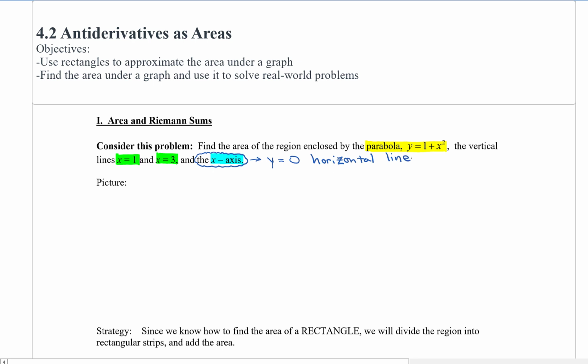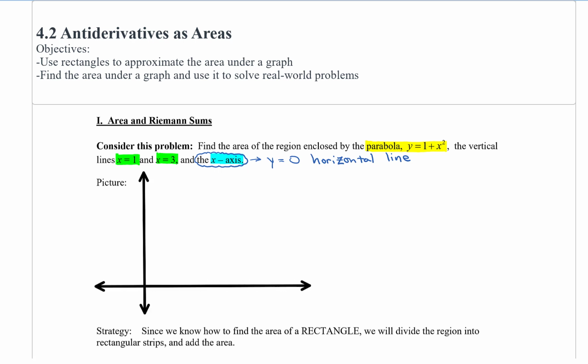I've also drawn a cloud around where it says the x-axis, and I've drawn an arrow pointing to y equals 0, and I wrote horizontal line, because remember that the x-axis can also be represented by the equation y equal to 0, and it is a horizontal line.